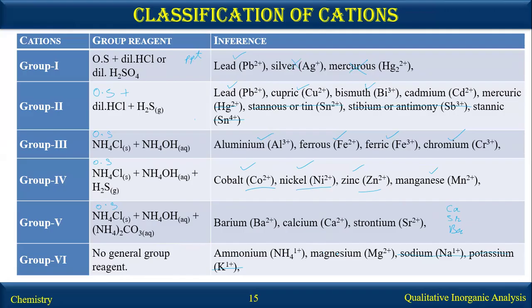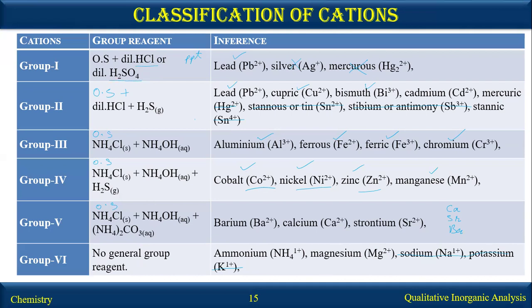And group 6 contains ammonium and magnesium that we have already discussed. It also contains sodium and potassium ions. And now the group reagent. The group reagent for group 1 is dilute HCl or dilute sulfuric acid.